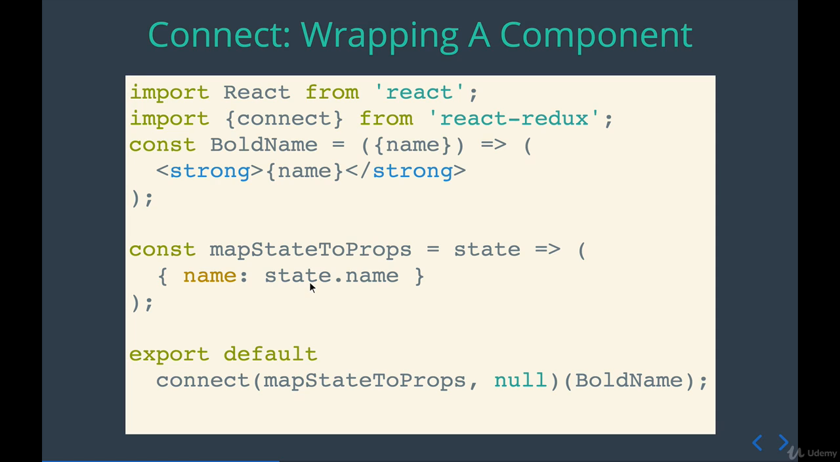So I'm going to pass name in as a prop, and the value of name will be state.name. Now in order to hook that up to your component, you will export default not just BoldName, but the connect function, which first takes mapStateToProps as a parameter, and then returns a new function. And then with that new function, you'll pass in your component. So this is what you'll typically see in React.